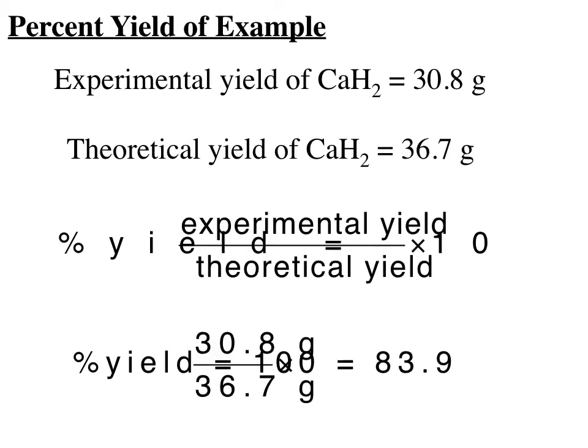Find the percent yield of the calcium hydride. According to the word statement of the problem, there was 30.8 grams of calcium hydride actually formed in the process. On the previous slide, we found a theoretical yield of 36.7 grams of calcium hydride. So I can find the percent yield by dividing the theoretical yield into the experimental yield, multiplying by 100, and I get an 83.9% yield for this particular experiment.